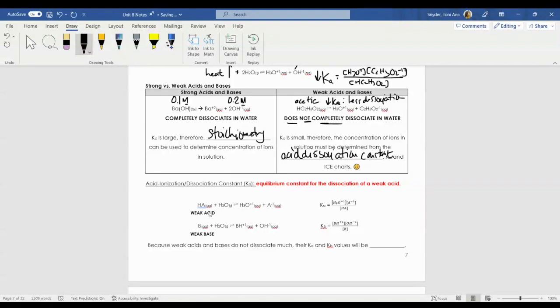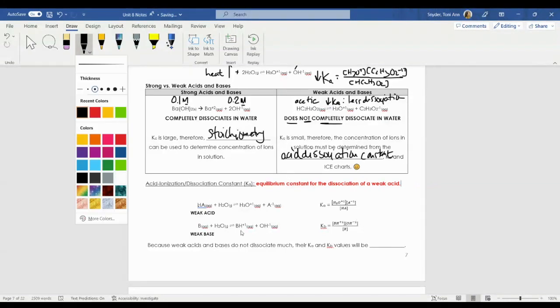So if I take a look at this, it's just a very generic example. So HA is just some weak acid, right? It doesn't matter what it is. This could be any sort of polyatomic ion. So a weak acid plus water gives us the hydronium ion, and it also gives us that conjugate base, whatever that is. If this is my acid, once it loses that proton, this must be its conjugate base. So my equilibrium expression would look like this, and it's just like we did with equilibrium. There's nothing new here.